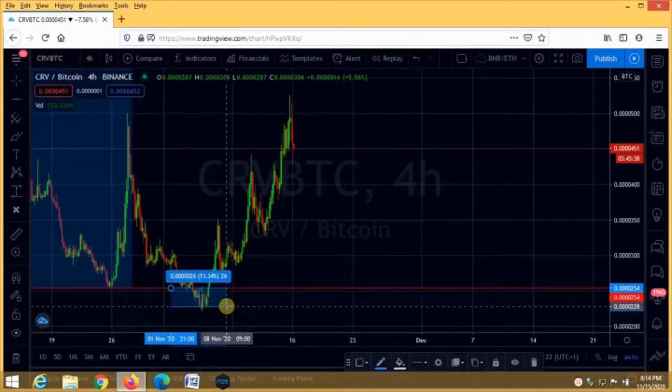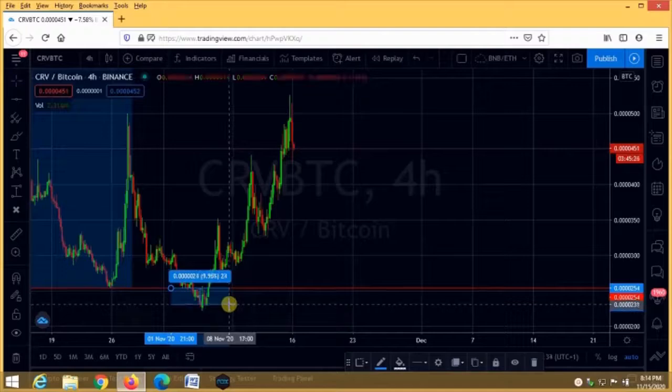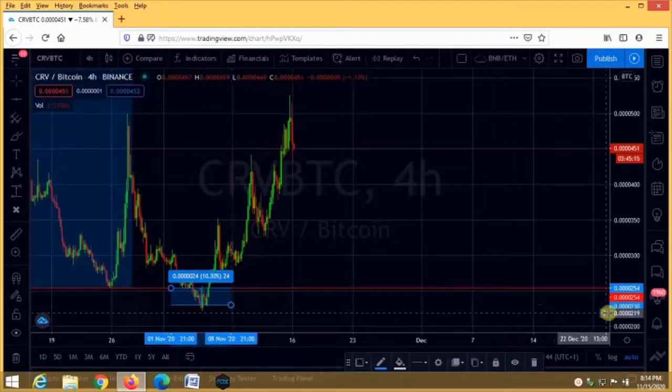So right here. Now look at it. This is a 10% drop below the bottom price levels, which is where I would have placed my first trade order on the Binance trading platform. Let's check it out here, at 230 Satoshi right here, 230 Satoshi.